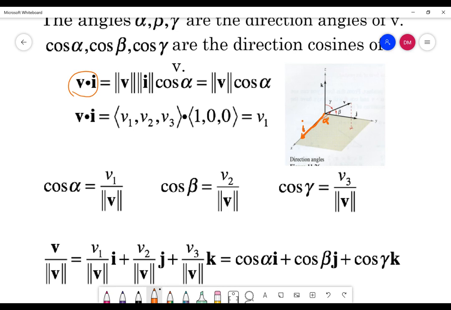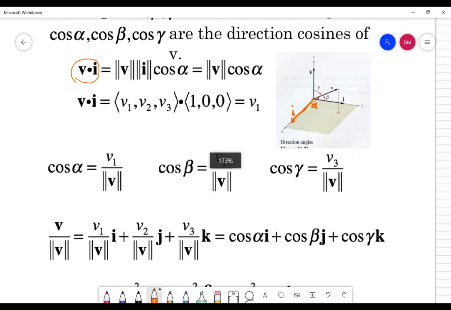So the cosine of alpha is equal to that v sub 1, which is your dot product there, and you would divide out the magnitude of v. That is similar to finding the angle between 2 vectors in 2D. That's essentially what you're doing here. You can do that for any of these directions, where j would then represent your positive y-axis, and k would represent your positive z-axis.